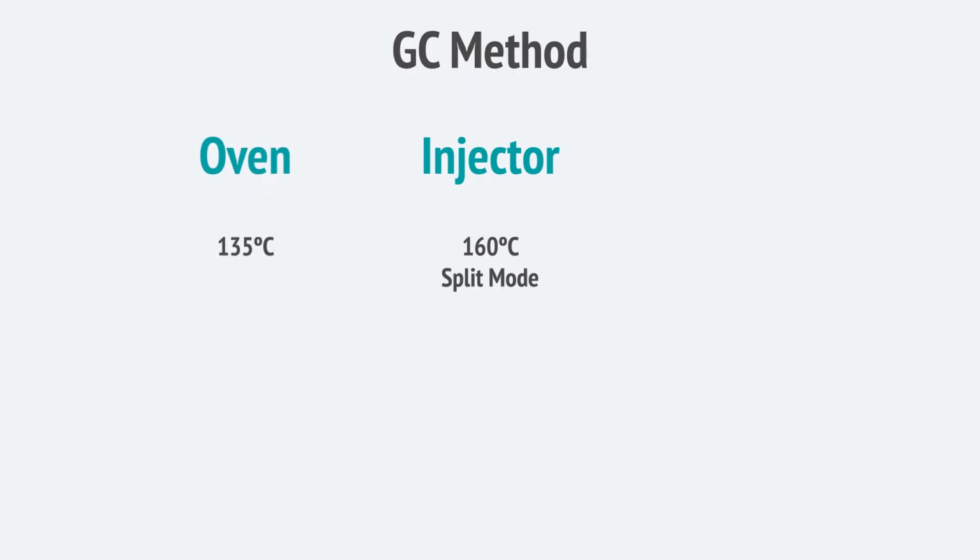Now inside the GC, the injector is set to 160 degrees C in split mode. The oven holds at 135 degrees C isothermal, and the detector sits at 200 degrees C. The electron capture detector, or ECD, is highly sensitive, which is why it's used for trace compounds like VDKs. Now, when the diacetyl and the acetylpropionyl reach the detector, you'll see clear peaks. The software measures them against the calibration curves and gives you precise concentrations.